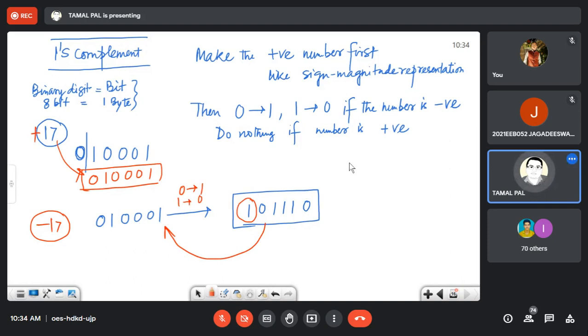The rule is that if your number is positive, you can make it negative by 1's complement conversion, and the same thing is also true for negative to positive. Let's say it is 17 here. If you do 1's complement on it, it becomes minus 17, and if you do the 1's complement operation on minus 17, it becomes 17. This is the rule for converting 1's complement.